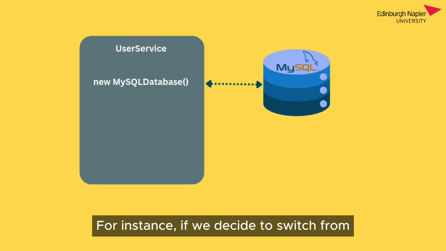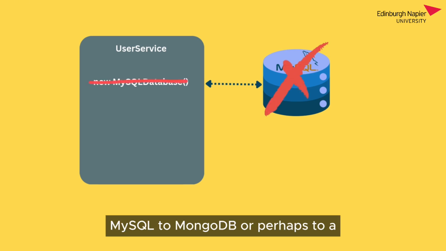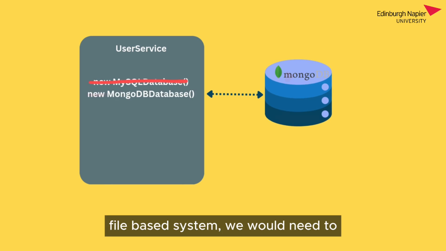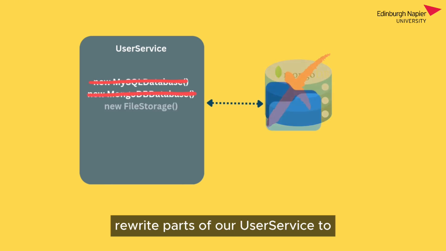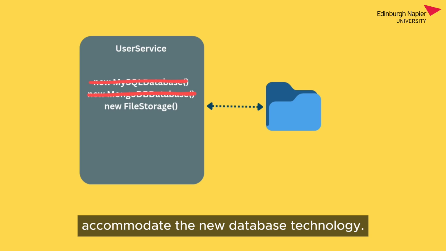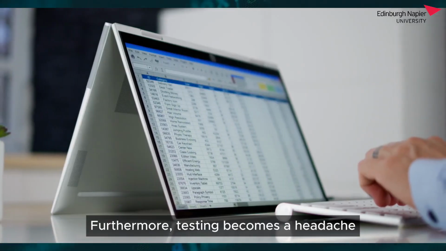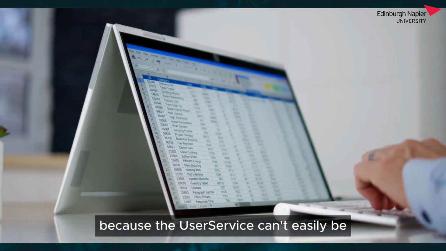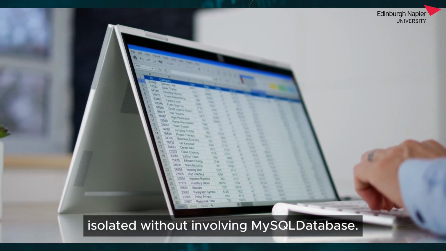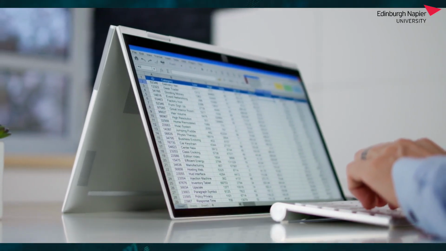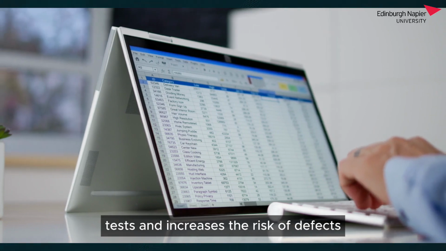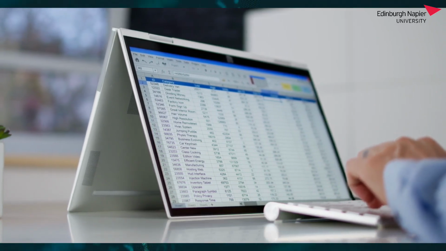For instance, if we decide to switch from MySQL to MongoDB, or perhaps to a file-based system, we would need to rewrite parts of our user service to accommodate the new database technology. This is not only inconvenient but also against the principles of good software architecture, specifically violating the dependency inversion principle. Furthermore, testing becomes a headache because the user service can't easily be isolated without involving the MySQL database. This complicates unit tests and increases the risk of defects slipping through.